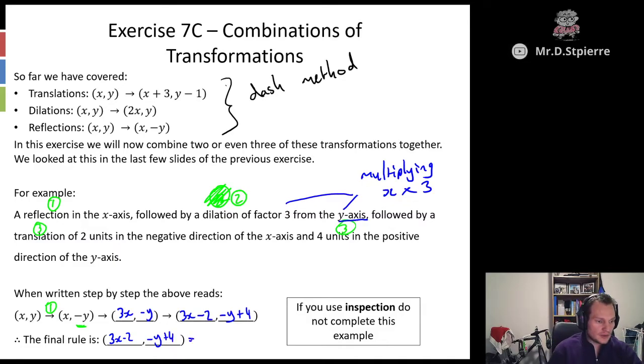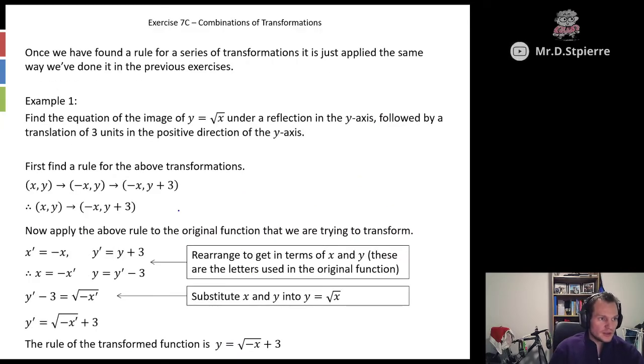We could say that is equal to x dash, y dash. That's going to be our new coordinates. Take our old coordinates, do these operations to them, and that will give us the new coordinates of our new image. Once we've found a rule for a series of transformations, it is applied the same way that we've done in previous exercises.